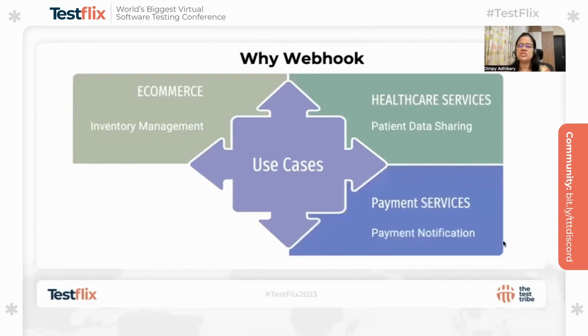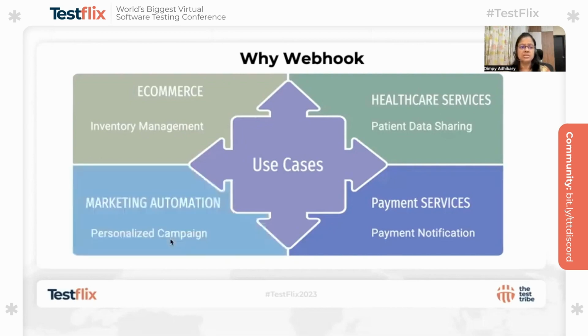In the payment service industry, ATM and Google Pay, which we very frequently use nowadays, deliver payment notifications to calling applications in real time, indicating success or failure. And webhooks also empower automation of marketing campaigns, so we can create personalized campaigns using data from users' social media handles.